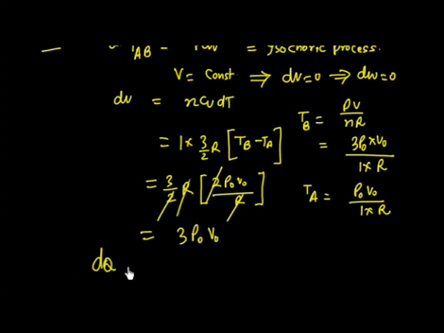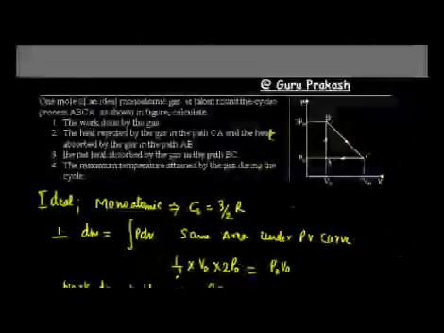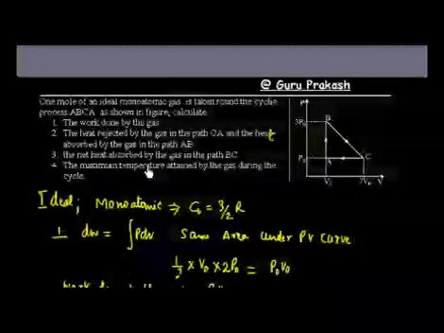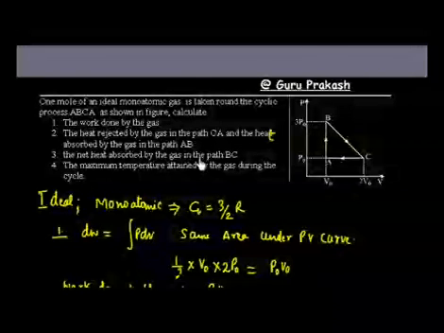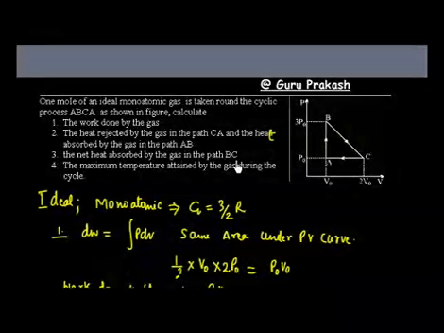So what is dQ? So dQ is dU plus dW, and dW is already 0. So this is the dQ in process AB. Are you getting or not? The question asks net heat absorbed during the process BC. So we have to also calculate net heat absorbed during the process BC. And now this is easy to find because I know net heat of process AB.